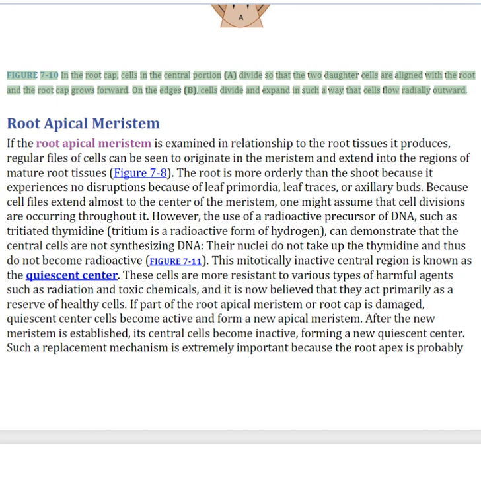Figure 7.10. In the root cap, cells in the central portion divide so that the two daughter cells are aligned with the root and the root cap grows forward. On the edges, cells divide and expand in such a way that cells flow radially outward.